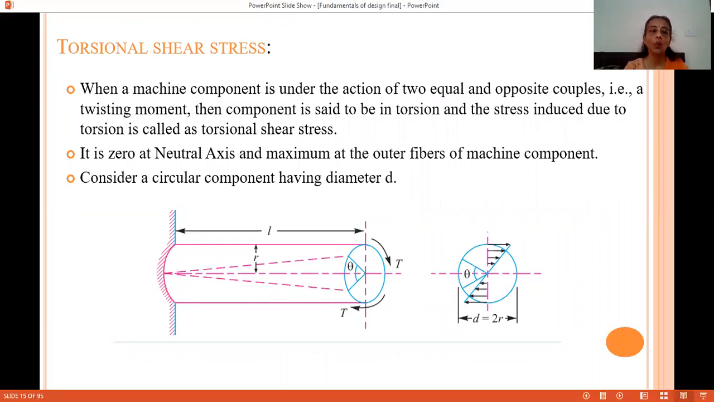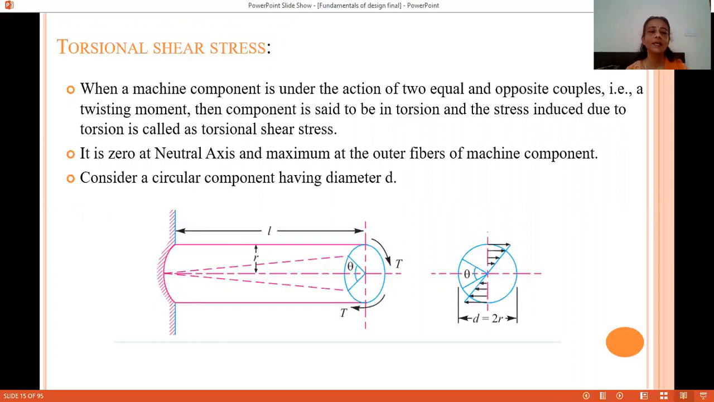So students, what is the meaning of torsional shear stress? When two equal and opposite couples act on any component, then we can say a twisting moment will occur. We call it torsion also. And that twisting moment will induce a stress in the component, and that stress is known as torsional shear stress.